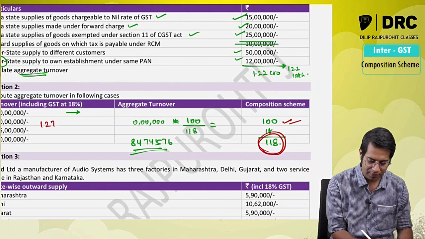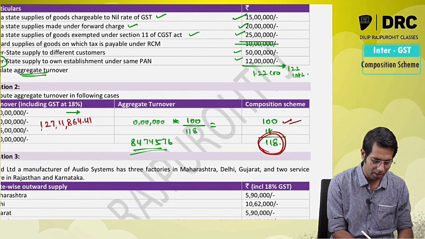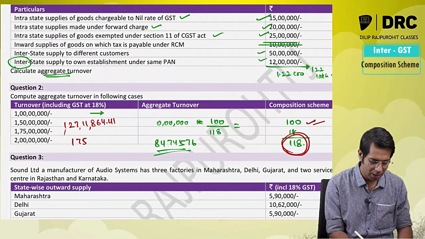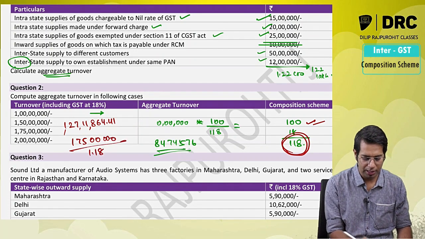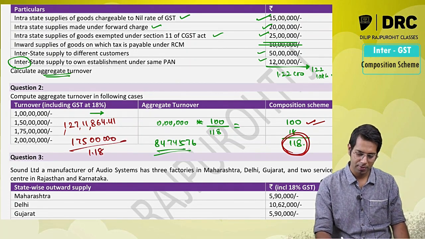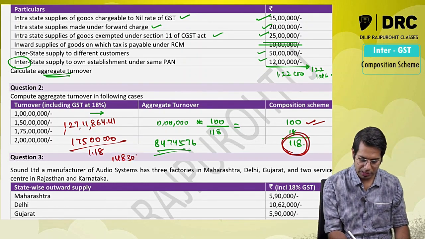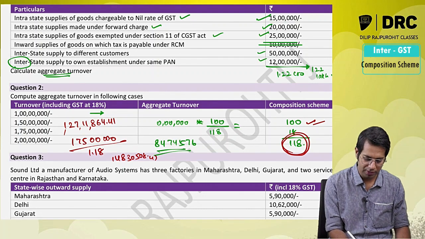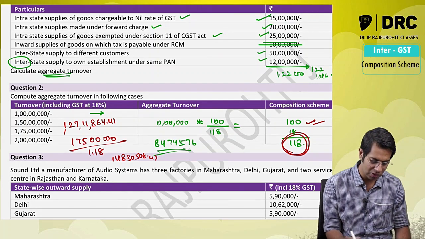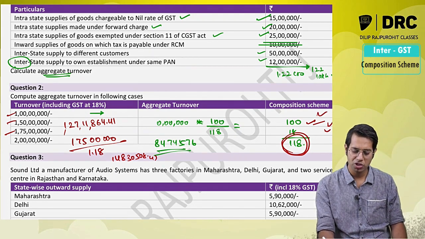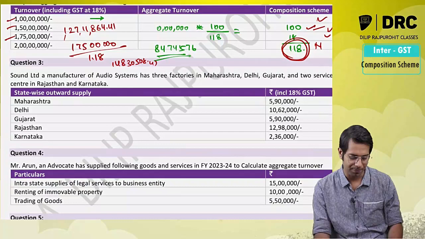In simple words, fast calculation, directly you can do 1.18 divided by 1.18, which will give you 1,48,30,508.47. So in the first three cases, he can opt for composition scheme. Yes, he can opt for composition scheme. In the last case, he cannot opt for composition scheme.